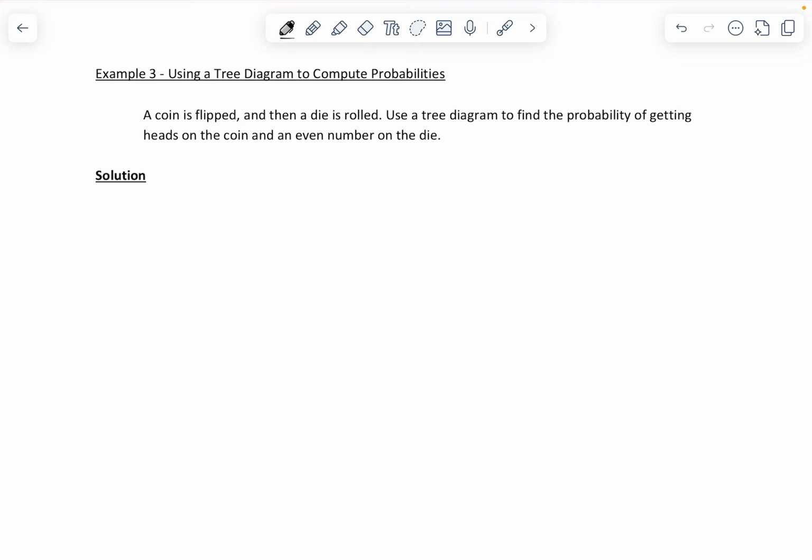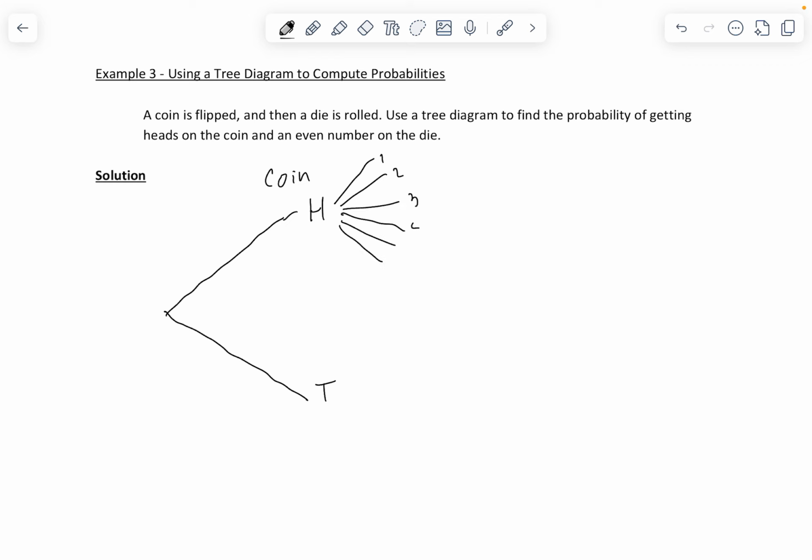So the coin will land on either heads or tails. So we'll do 2 branches for the coin. We'll label those H and T, right? So this represents the coin. And then there are 6 possible outcomes for the die. So from the endpoint of each of the first 2 branches, I need to put 6 branches coming off. So 1, 2, 3, 4, 5, 6. This is the die. And then 6 down here as well. 1, 2, 3, 4, 5, 6.